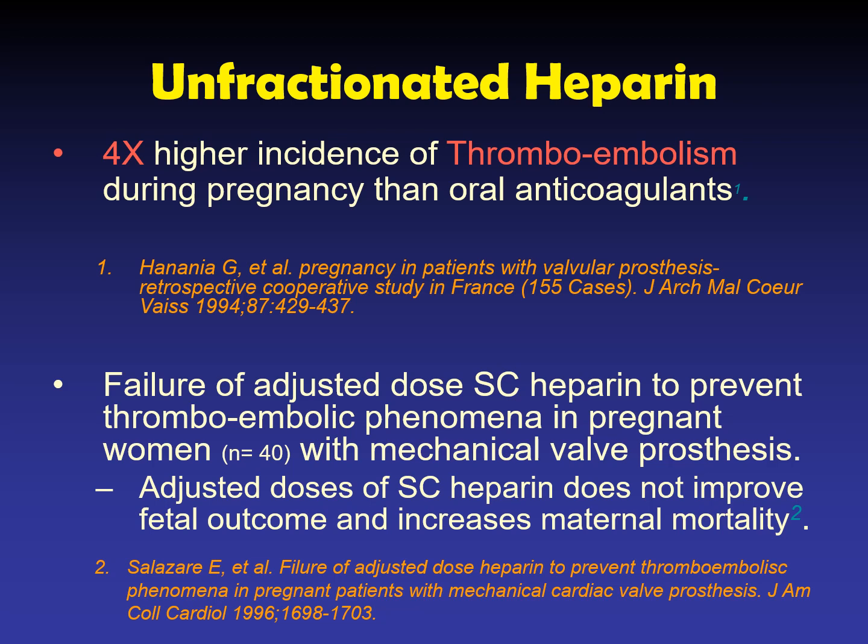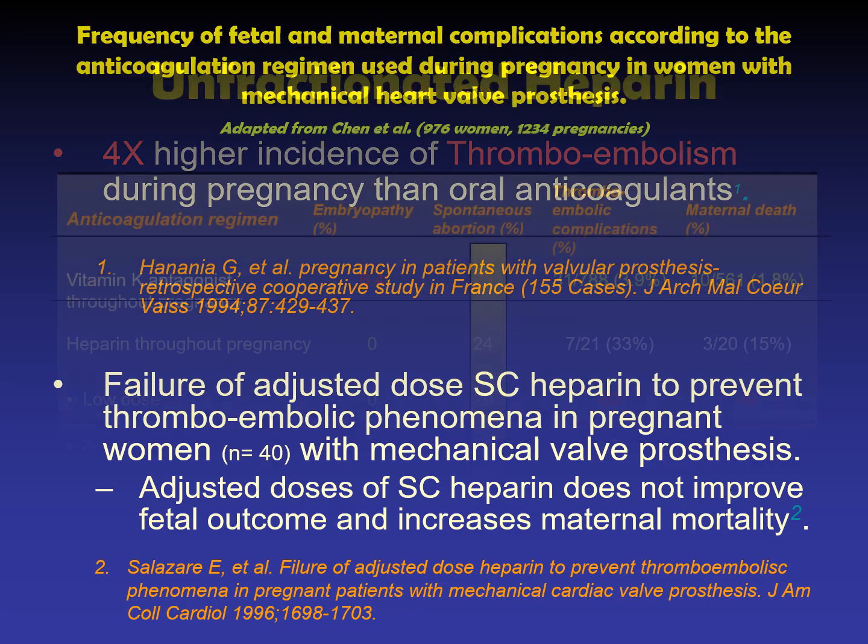So the drug of choice would be unfractionated heparin, although it has a 4 times higher incidence of thromboembolism during pregnancy than oral anticoagulants. There is failure to adjust the dose of heparin to prevent thromboembolic phenomena in pregnant women with mechanical valve prosthesis. Although adjusted doses of heparin do not improve outcome, they increase maternal mortality.